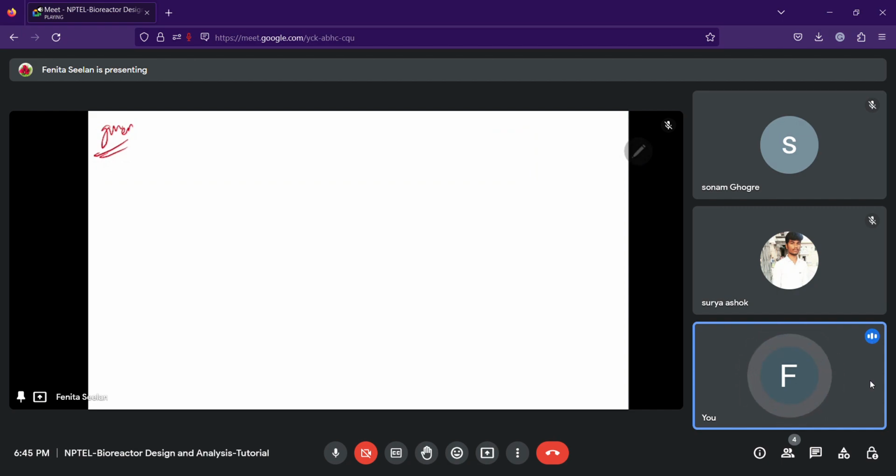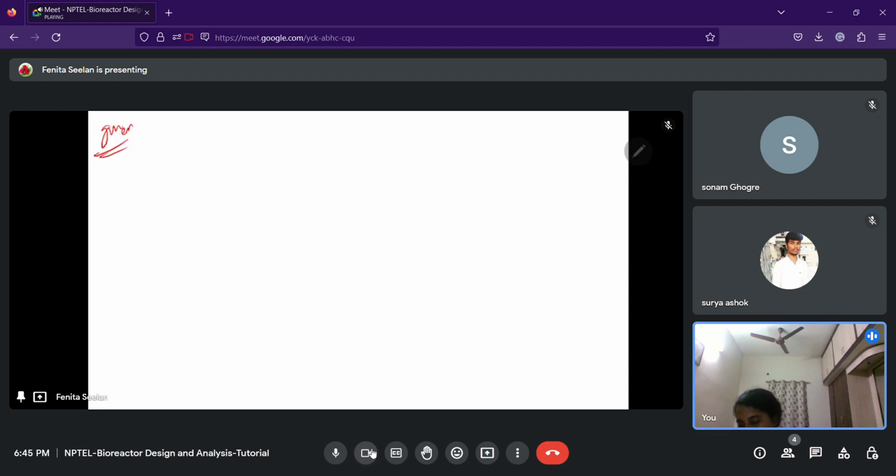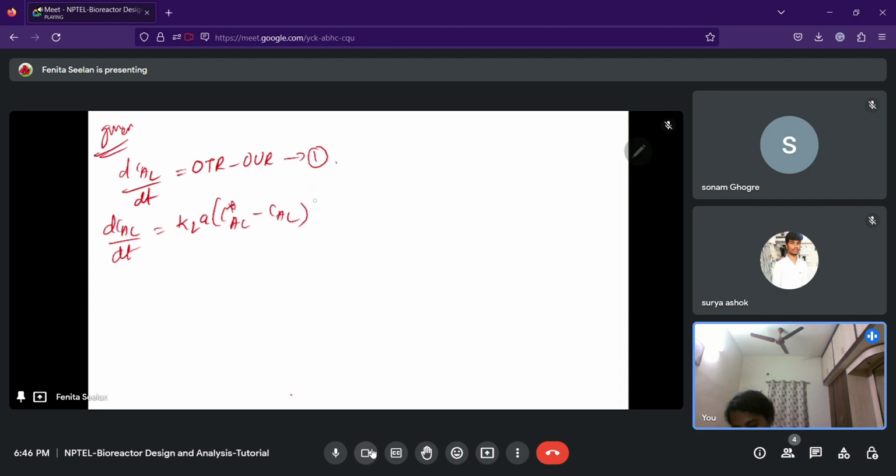So in your dynamic method, during the reoxidation step, how would you have come across this OTR minus OUR? We keep it as 1. OTR is what? It is KLa (C star AL minus CL), and what is your OUR? It is your quick rate of oxygen uptake, QO2 times X. Let's keep it as equation 2.